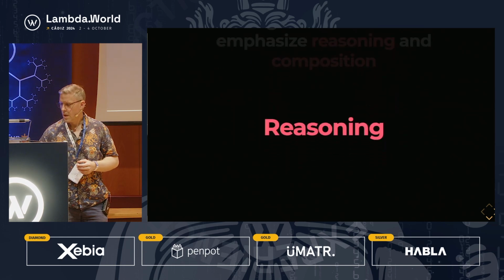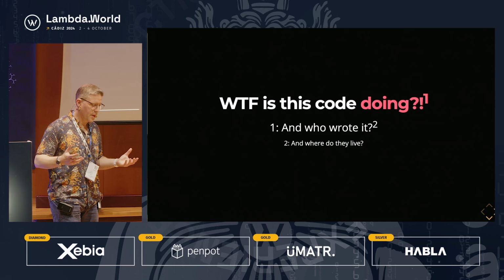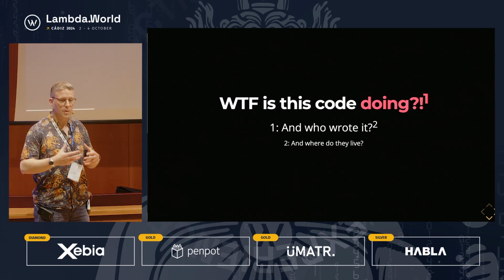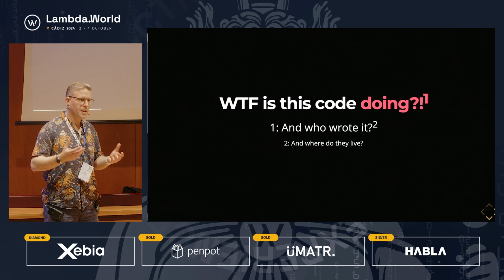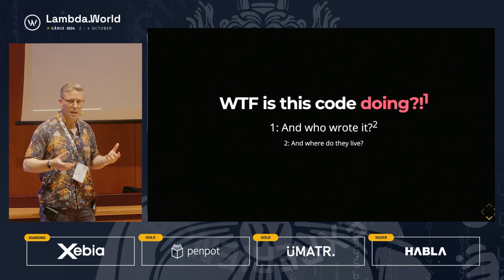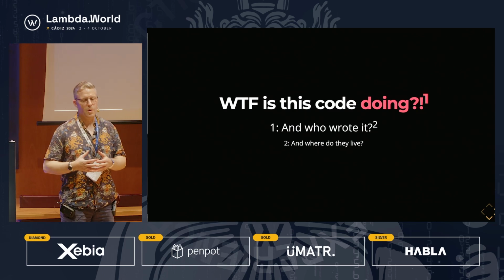So firstly, what is reasoning? Well, the core idea of reasoning is just working out what code does. That's something that as developers we do all the time when we read code. And one of the goals of functional programming is to make this process easier. Spend less time at the address book, more time fixing problems.